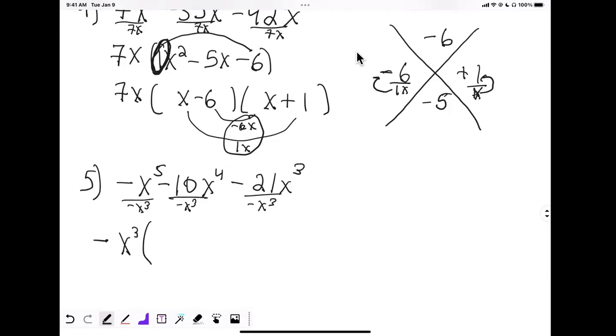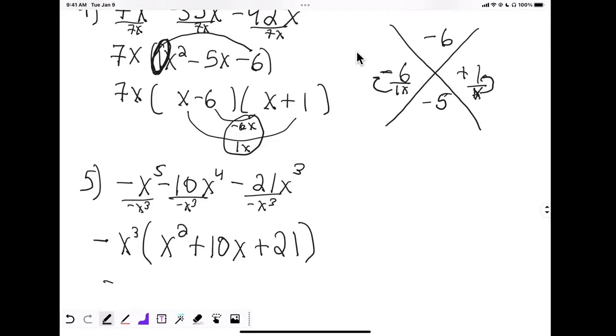Okay, so what am I left with? A negative divided by a negative is a positive. x to the 5th over x cubed is x squared. Again, a negative divided by a negative is a positive. I have a 10. x to the 4th divided by x to the 3rd is x. Again, a negative divided by a negative is a positive, 21, and my x cubed I don't need anymore. So that's my new inside function that I have to factor.